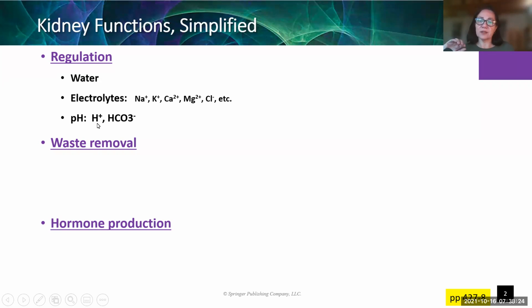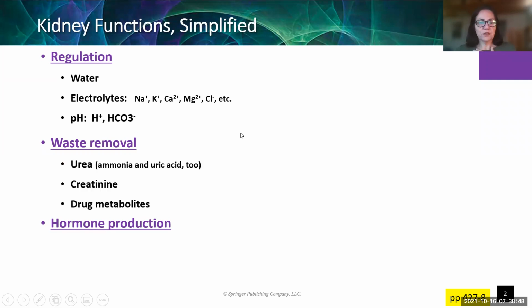And so there can be some renal compensation for things going wrong in the respiratory system. And that mechanism is getting rid of the hydrogen ions. There are also bicarbonate ions, and depending on what the blood pH is, the kidneys will either get rid of extra hydrogen ions or get rid of extra bicarbonate.